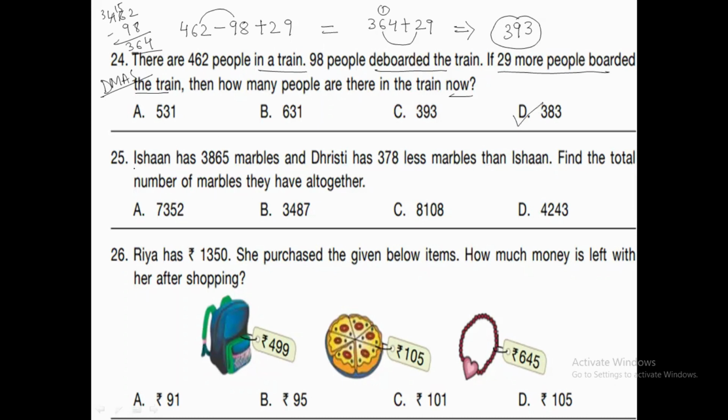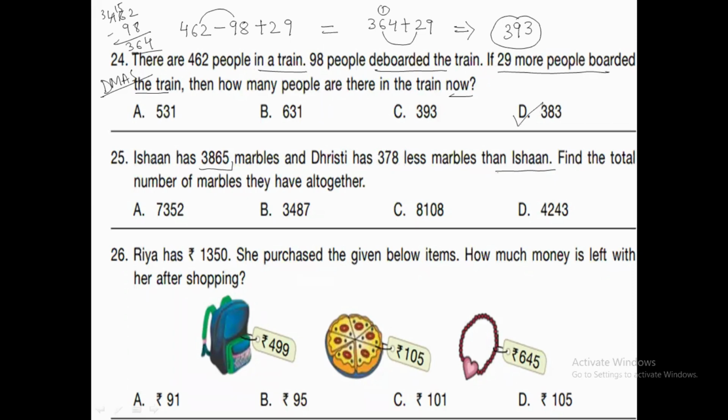Okay, let's move on. Now, question number 25 is: Ishan has 3,865 marbles. Drishti has 378 marbles less than Ishan. We need to find the total number of marbles they have together.